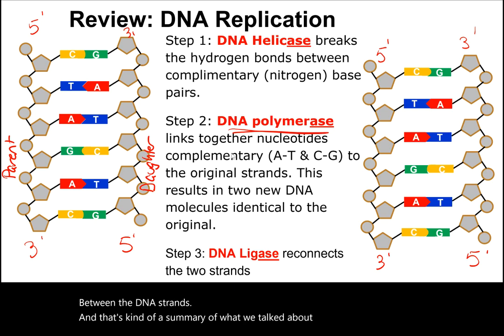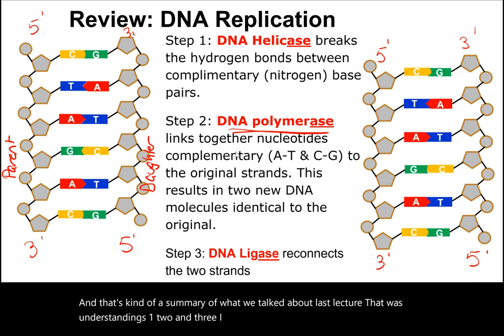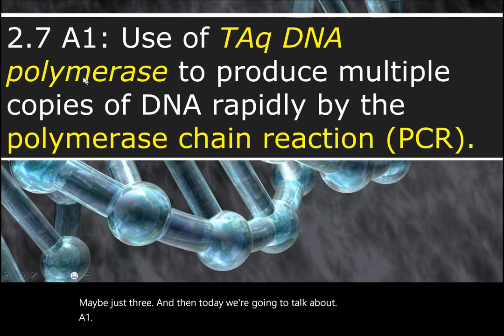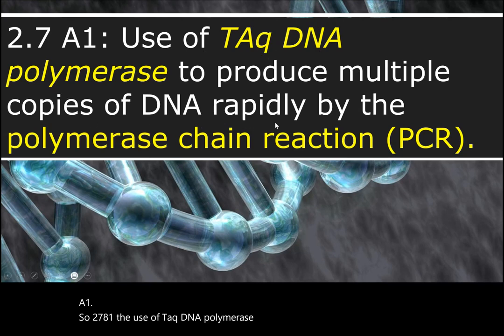That was understandings 1, 2, and 3, I think, right? Maybe 4? I don't think so. Maybe just 3. And then today we're going to talk about A1. So 2.7A1, the use of Taq DNA polymerase to produce multiple copies of DNA rapidly by a reaction called polymerase chain reaction.